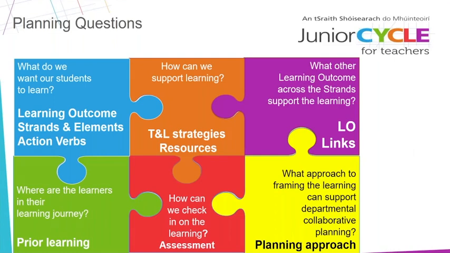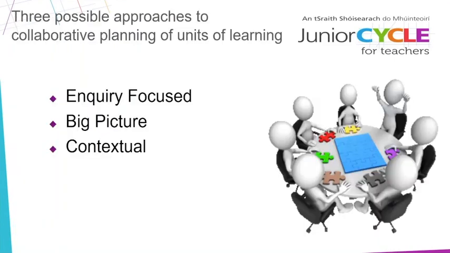So we're going to focus on providing guidance on possible approaches to collaborative planning of units of learning, using the learning outcomes from the Junior Cycle History specification, which can support the integration of learning outcomes from across the unifying and contextual strands. Each of the approaches we outline are supported by the specification. And we're going to look at 3 different approaches to planning. As you can see, an inquiry-focused approach, a big picture approach, and a contextual approach.